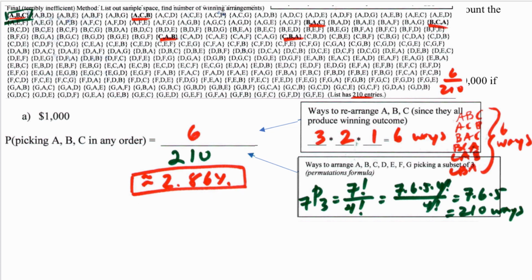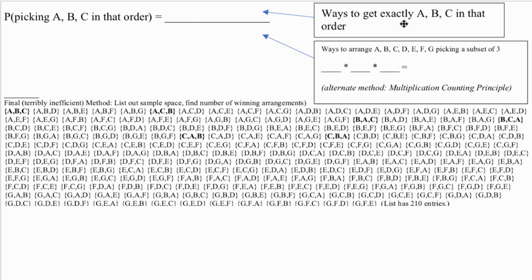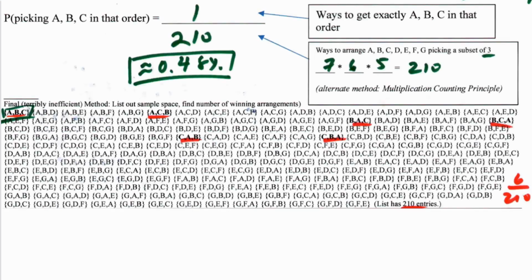All right, now what about if I want to get exactly A, B, C in that order? Exactly A, B, C. Now this one's actually a little bit easier. If you think about it, we've got our sample space here. Again, it's the same thing. There's still 210 possible ways. I could use the formula, or I could use the multiplication counting principle. I've got 7 possible letters for the first letter, 6, and then 5, so 210 possibilities. Out of those 210, how many ways are there to get A, B, C in exactly that order? Again, there's 6 possible ways to get an A, B, and C, but only one of them is in exactly that order, so I say 1 out of 210.